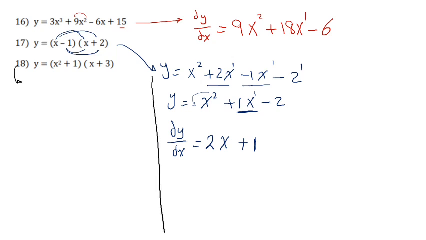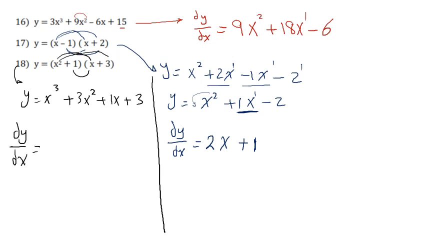So first I'm going to expand: x squared times x is x to the power of 3, plus x squared times 3 is 3x squared, plus 1x plus 3. I don't have any like terms here. So dy by dx is equal to 3x to the power of 2. I put down the power, subtract from the power 1, or subtract from the exponent 1, plus 2 times 3 is 6, x to the power of 1 after subtracting 1 from 2, plus 1x, the coefficient of x is 1, so the derivative of 1x is 1.